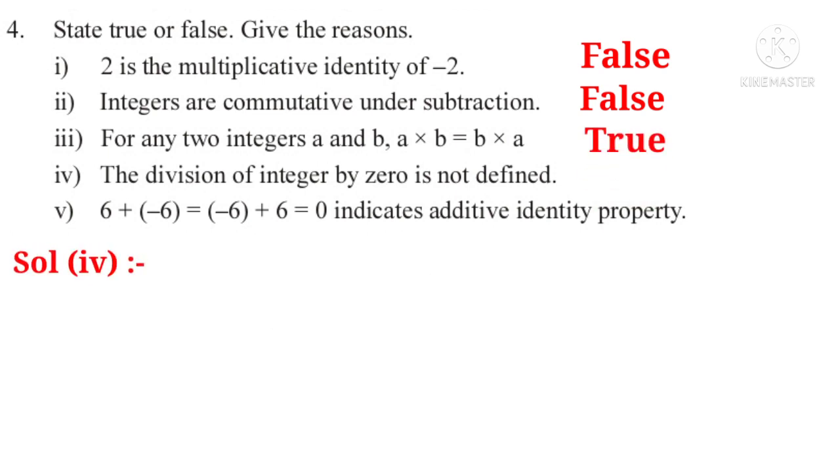Solution 4. The division of an integer by 0 is not defined. True, because take an integer 5, divide it by 0. We cannot divide 5 by 0 or any integer. So the above statement is true. Last, solution 5. 6 plus minus 6 equal to minus 6 plus 6 equal to 0 indicates additive identity property. In the above statement, the additive identity 0 is not added. Instead, the answer is 0. So the above statement is false.